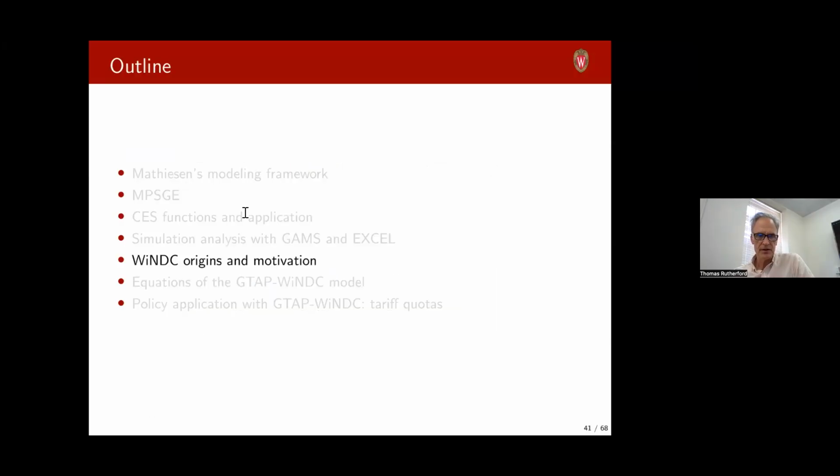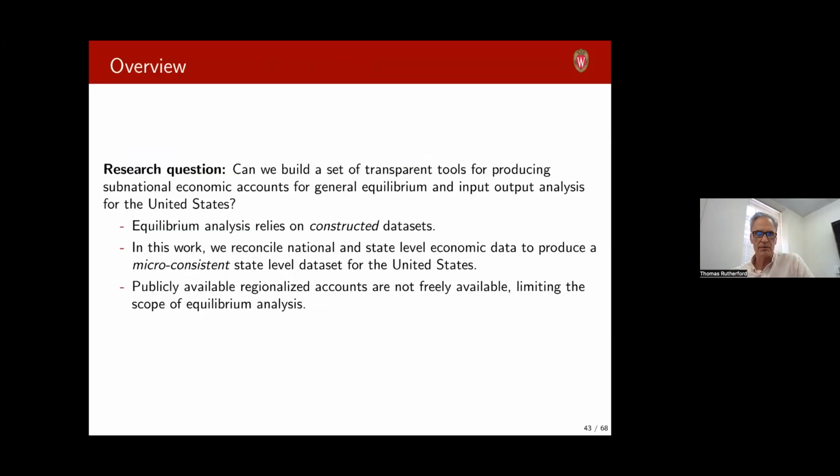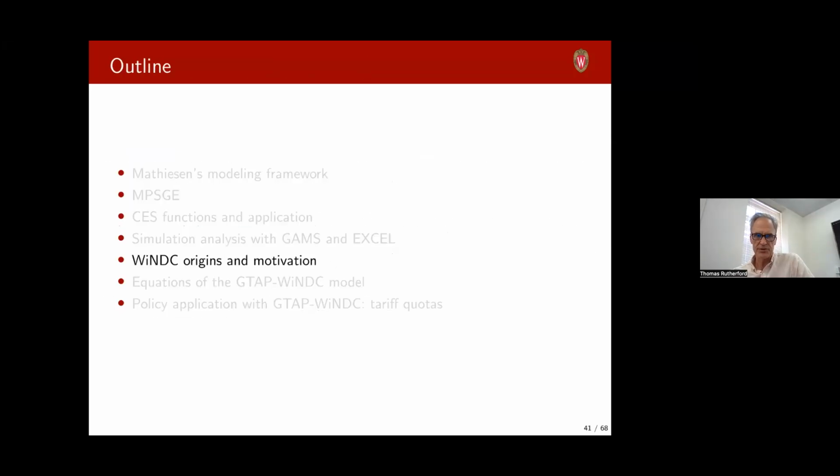So we're done with simulation analysis, GAMS and Excel. I'll come back to finishing that up. And now we'll talk about the last three things I have. Something about WiNDC, origins and motivations. I'll go through the equations of the GTAP WiNDC model.